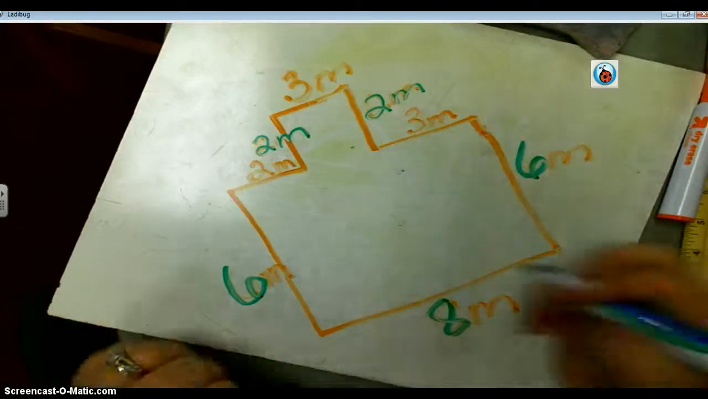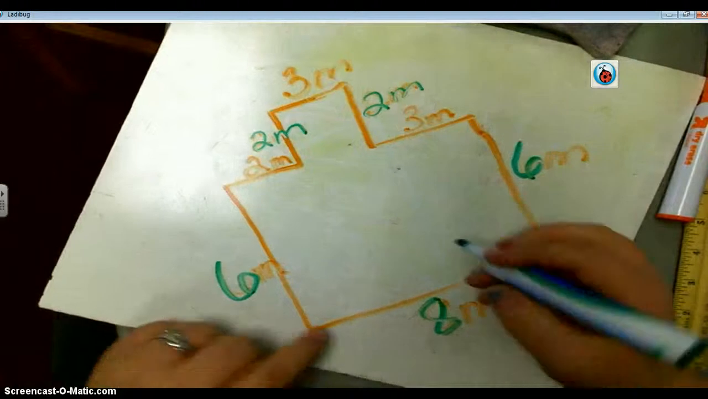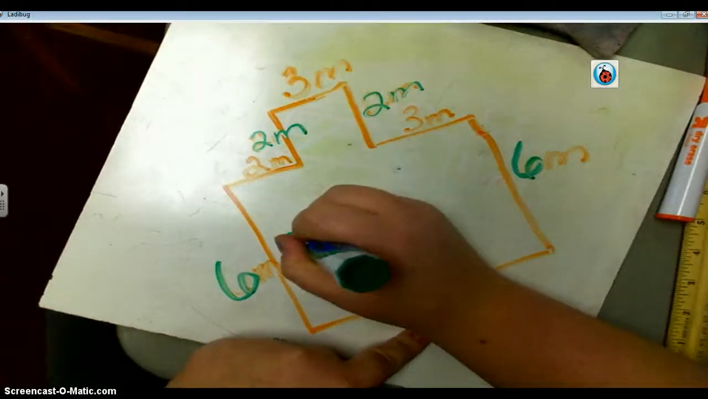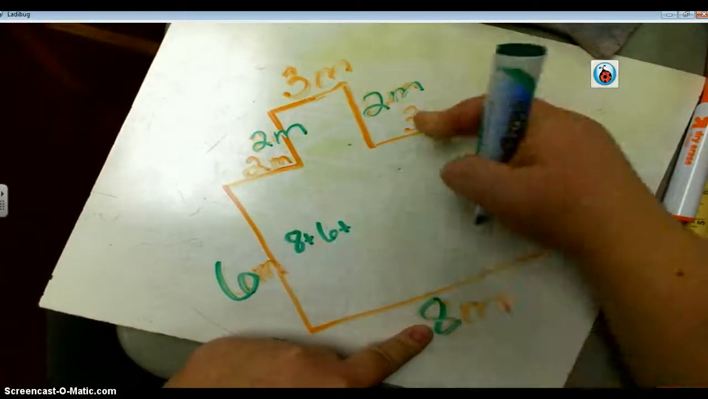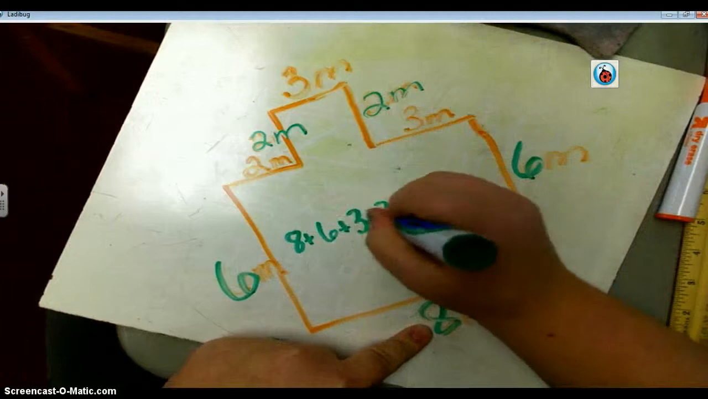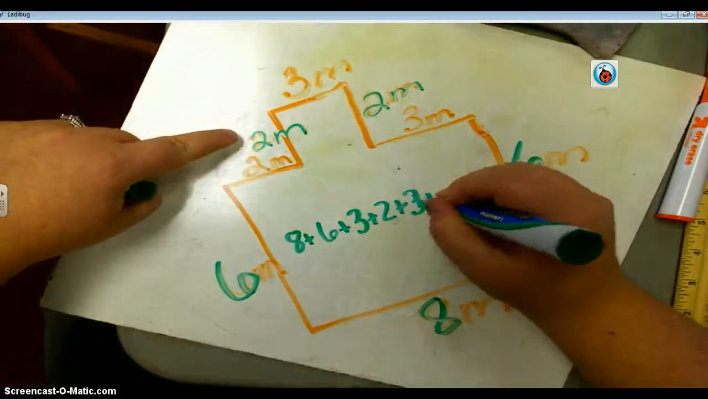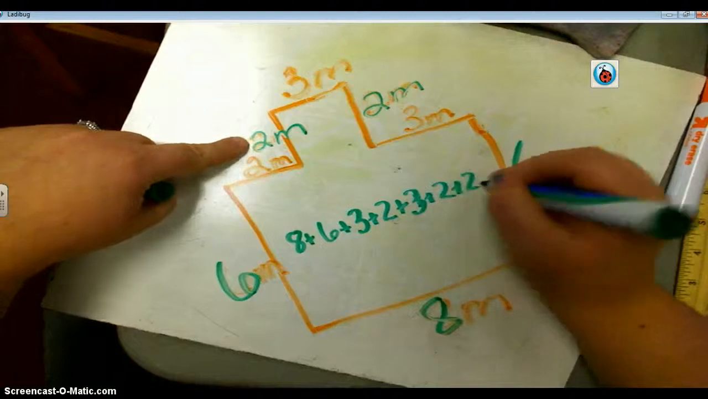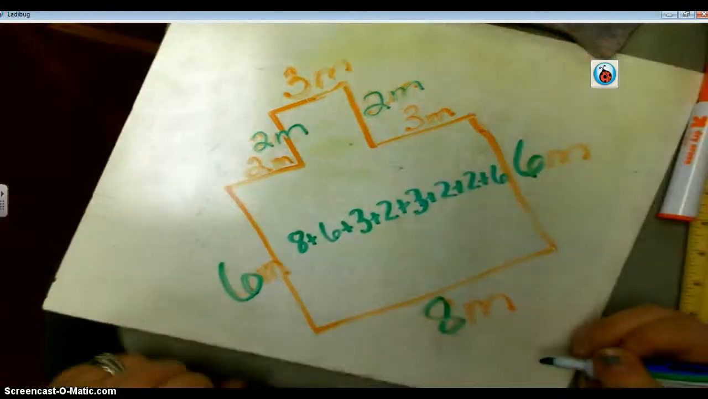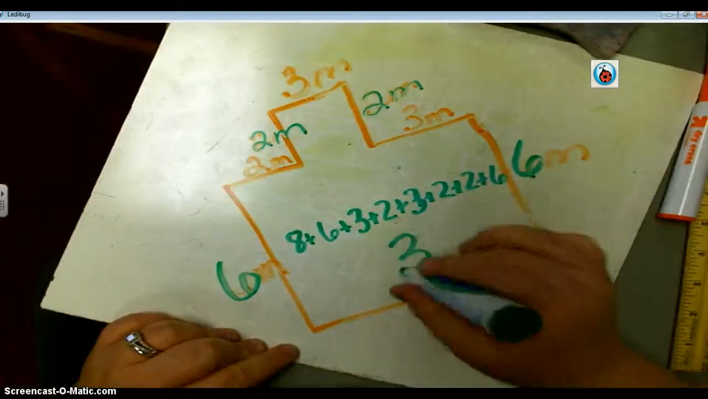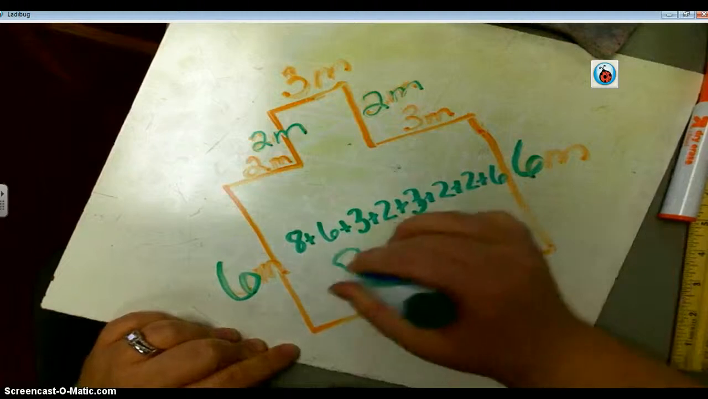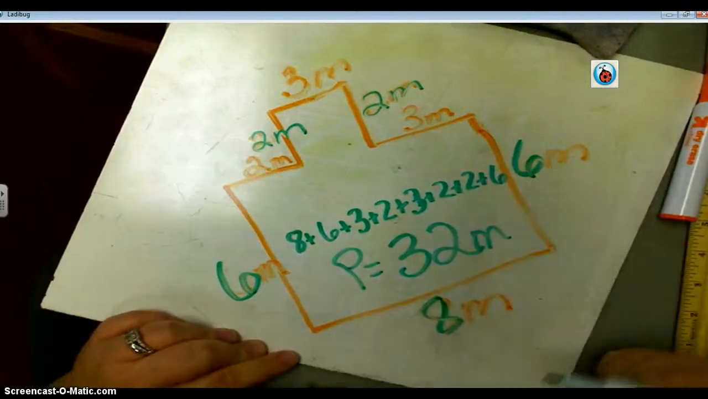All right. I'm going to write mine on the inside. I would take 8 plus 6 plus 3 plus 2 plus 3 plus 2 plus 2 plus 6. Right? If I added that, I would get 32. P equals 32 meters.